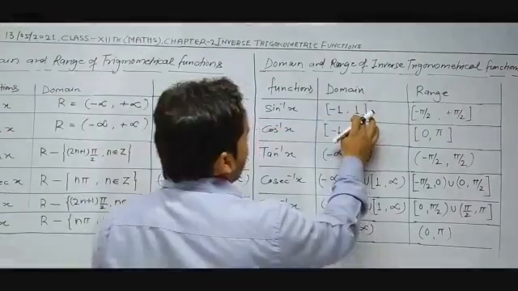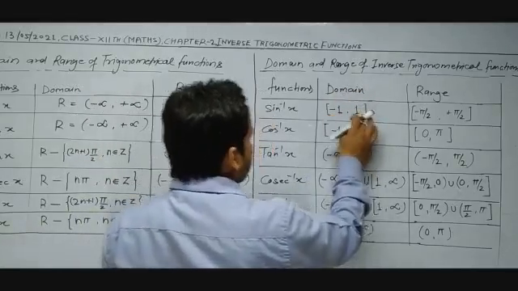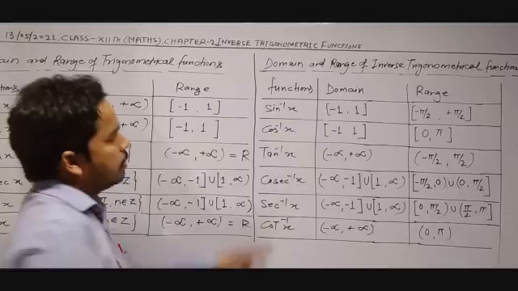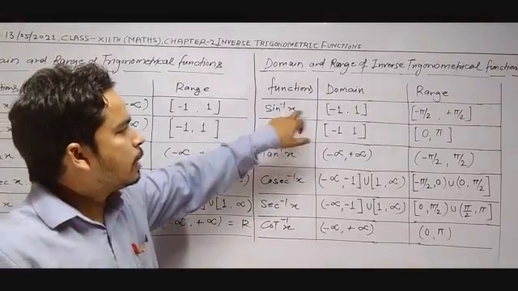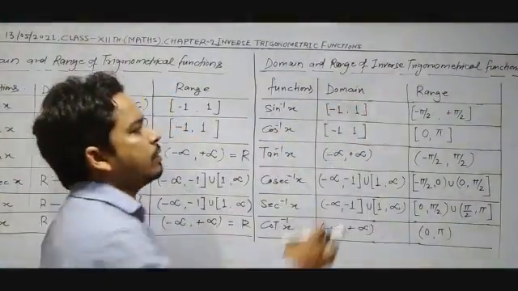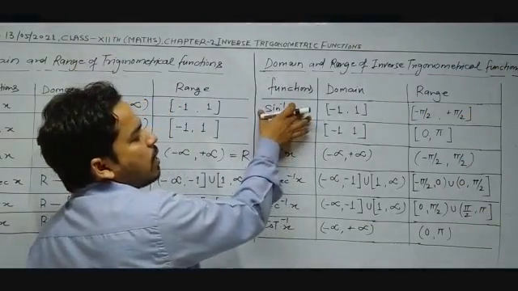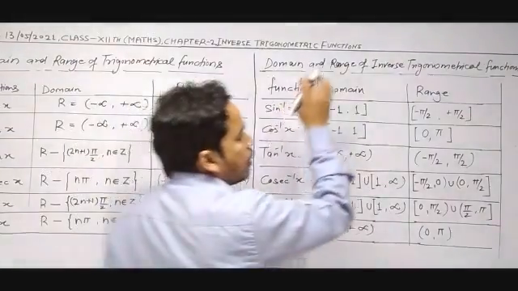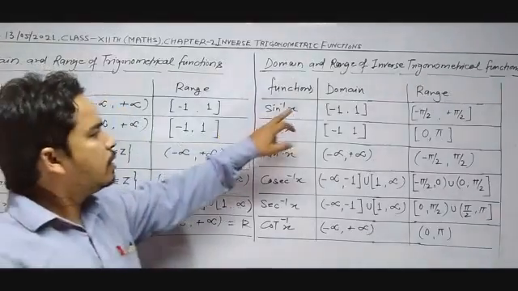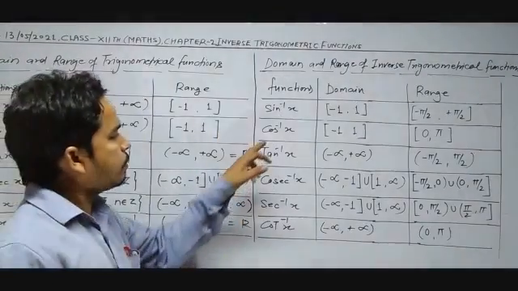From -1 to +1, this is the domain, and between -1 to +1 the function is defined. When you put x between -1 and +1, the function will be defined. So this is the domain, and the range is the possible output values of this function. It will come from -π/2 to +π/2. So this is the domain and range of sine inverse function.